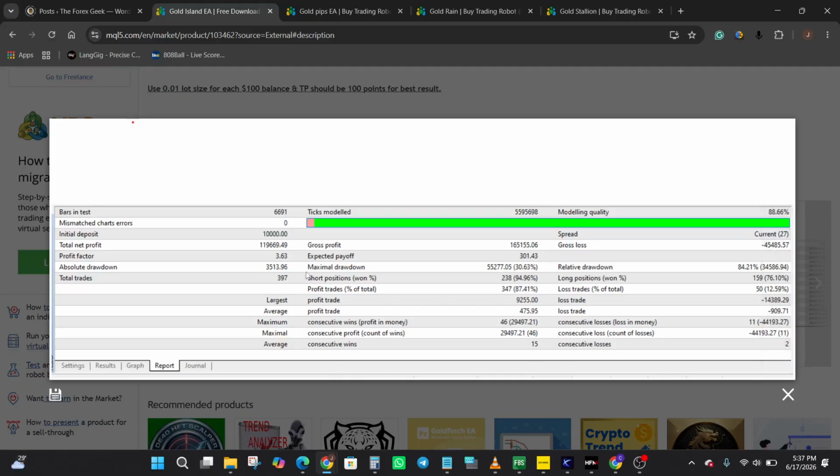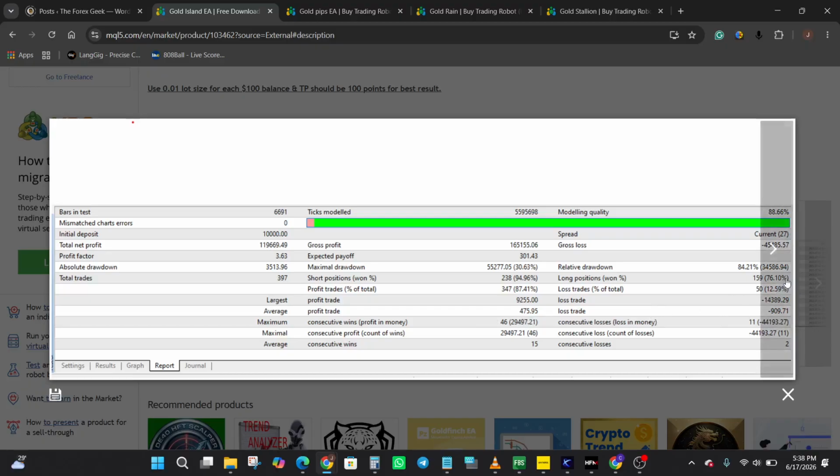So looking at the provided report here, I can see initial deposit $10,000. Total net profit was over $119,000. Total trades taken were 397, out of which 347 were profitable. That gave us an 87.41% win rate. Largest profit was 9,255, and the largest loss was 14,389.29. Average profit 475.95, average loss 909.71.